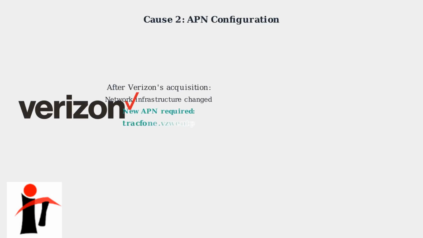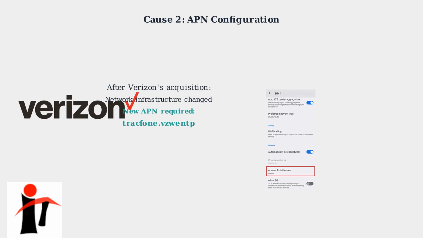The second major cause involves APN settings. After Verizon acquired TracFone, the network infrastructure changed. Most customers now need the new APN setting, TracFone.vzntp, for proper data routing.